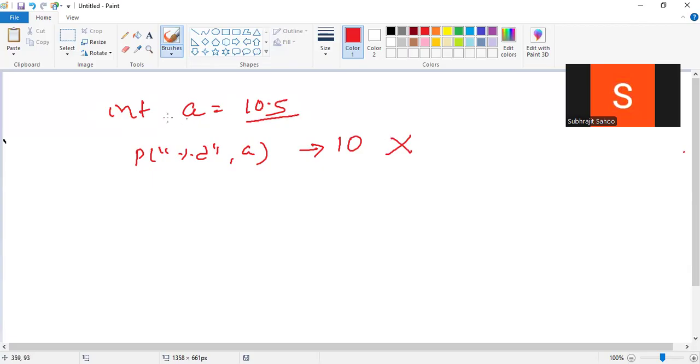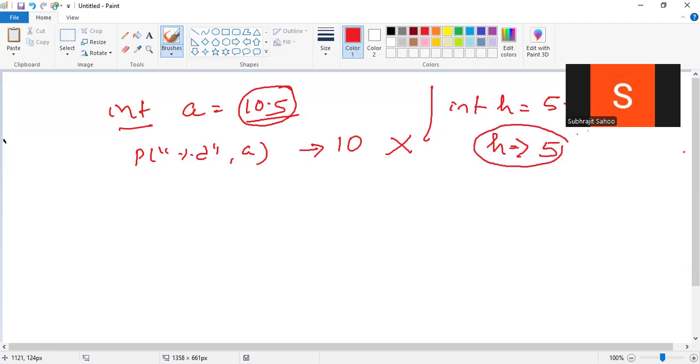So integer cannot store floating point values. One example: suppose height. Height is generally, suppose, 5.5 inch. If I store this height in an integer h and display h, I will get only 5. Already 5.5 is a small value, and by storing it in an integer it reduced to 5. That means decimal values are not allowed to be stored in an integer. What is the solution for that?